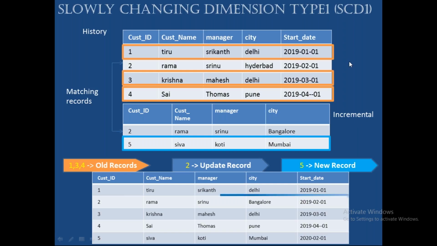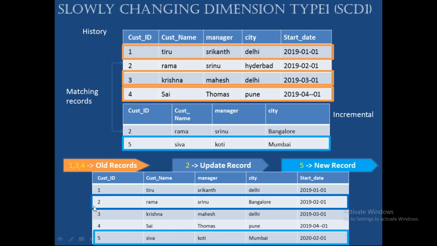Okay, so let's move on to the SCD2. Now you see, the second one is the common record, and the fifth one is the new record. The fifth one, the new record, is inserted into the dimension table, and the second, which is the common record, is updated. You see, Hyderabad to Bangalore we updated, but we don't have any historical data.